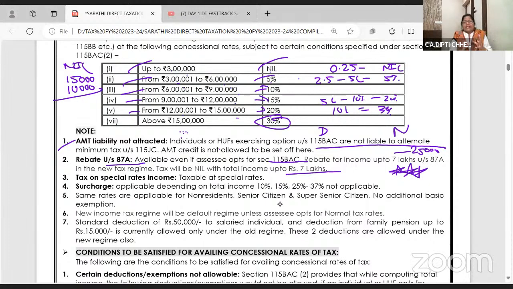I hope you all are getting. Up to 7 lakhs, what is the tax? 25,000. That's given as rebate.